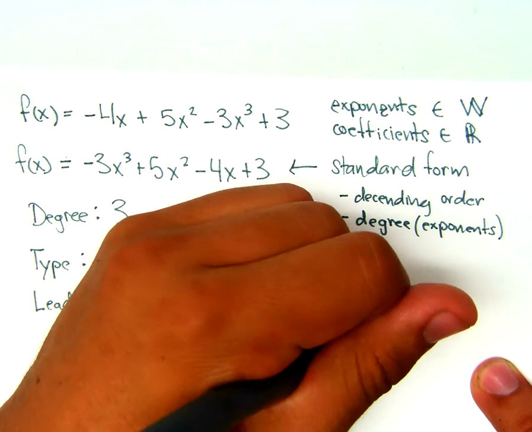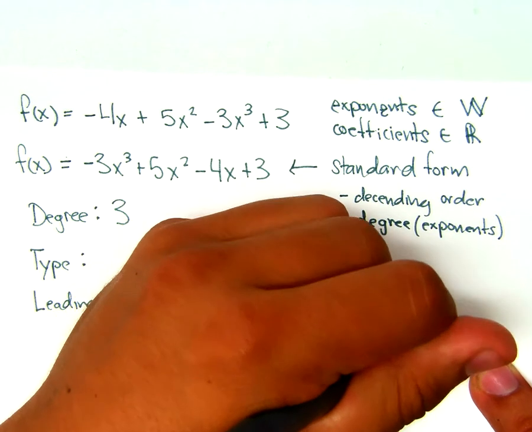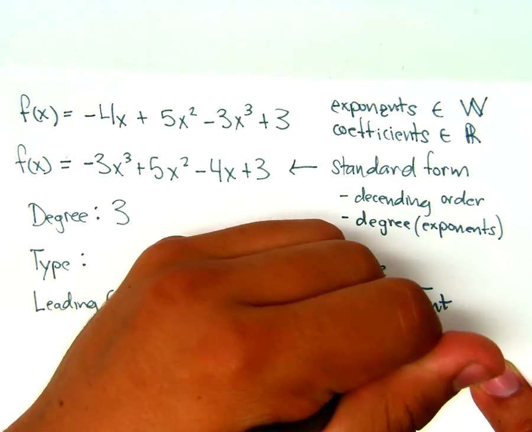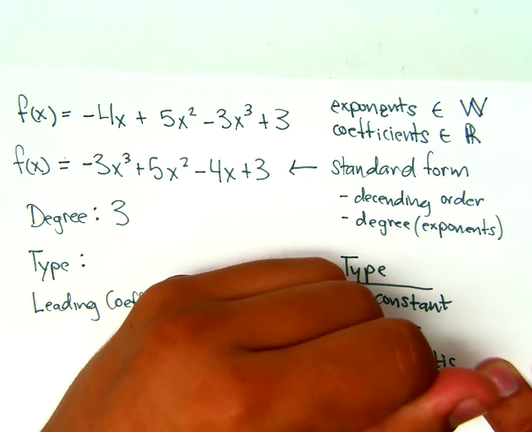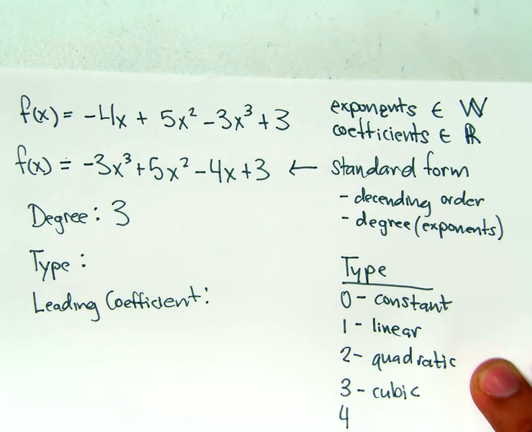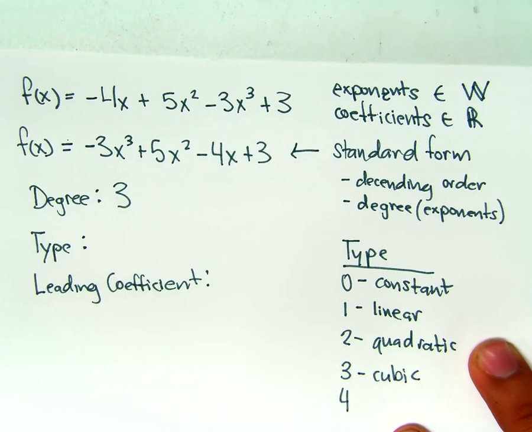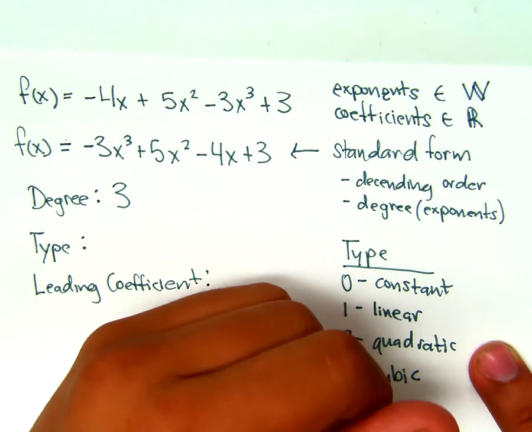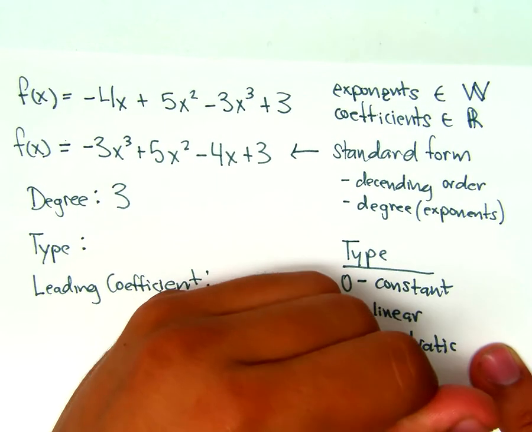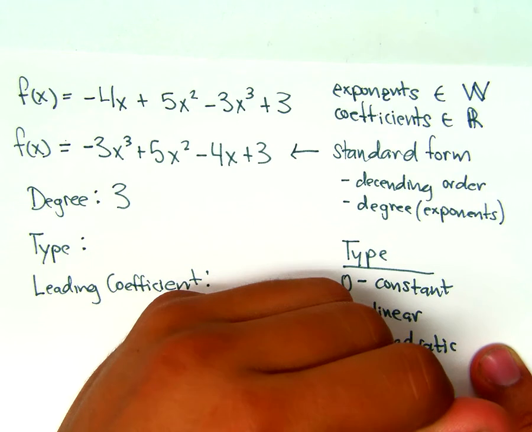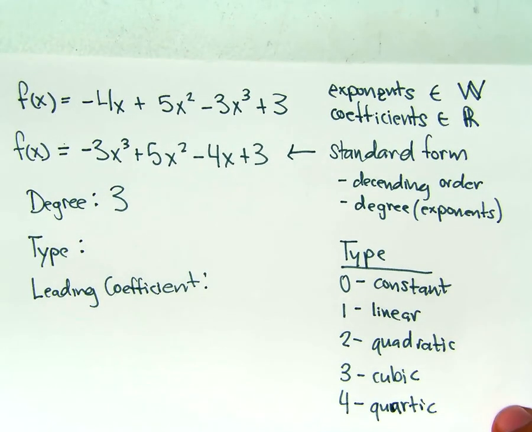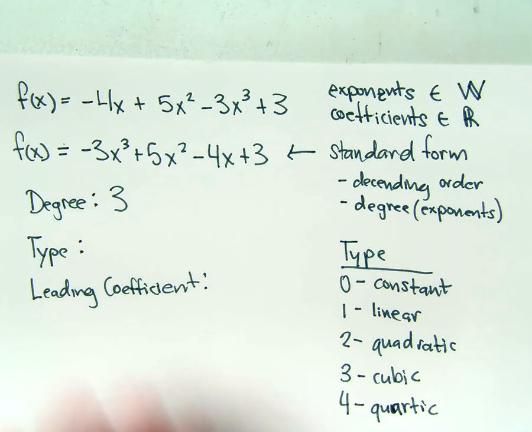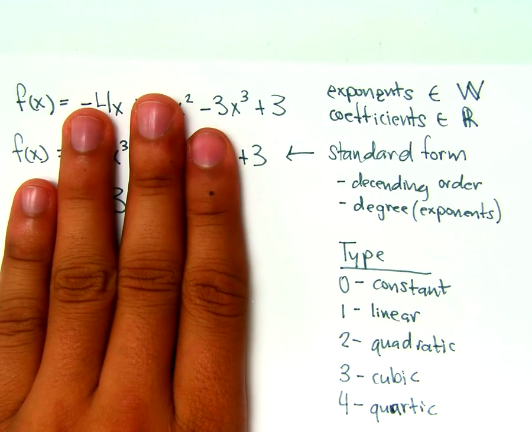If we have a degree of 1, the type is linear. 2 is quadratic. 3 is cubic. Sorry, you can't see. And yes, I'm left-handed. And 4 is quartic. Okay? It's quartic. So if all we had was a 3, the type would be constant.